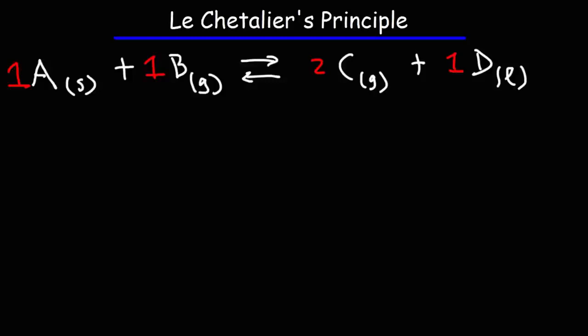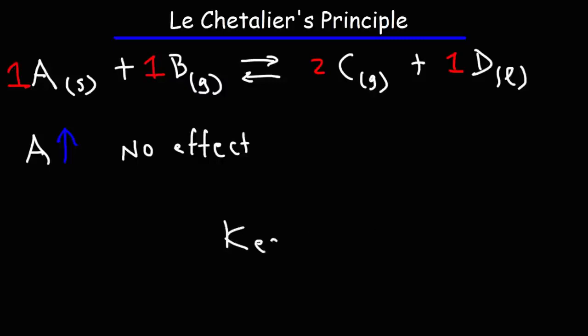Now, what's going to happen if we increase reactant A? Let's say we introduce more of substance A into the reaction vessel. What's going to happen to the reaction? Will it shift to the right or to the left? A is in the solid state. As a result, an increase in A will have no effect on the position of equilibrium. The reaction will not shift to the right, nor will it shift to the left.